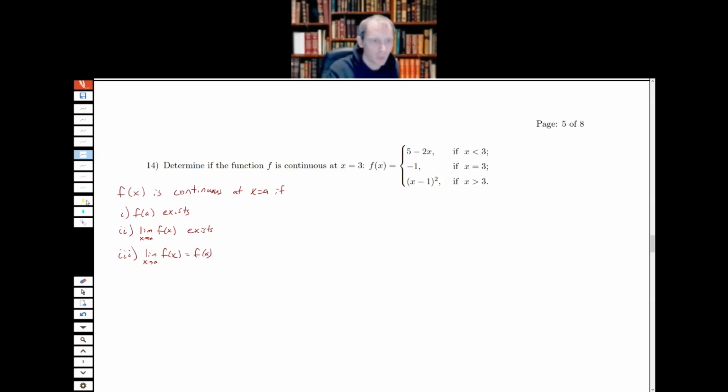So the point in question for this problem is x equals 3. So what we want to do is check our three criteria. Okay, so we'll just run down the list. We start by saying, what is f(3)? My piecewise function says if x is equal to 3, we use this formula. The formula is just -1. Okay, so since I know what f(3) is, clearly it exists.